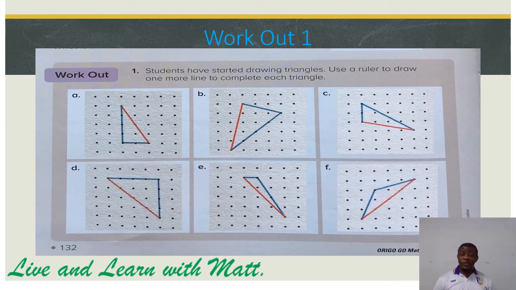So what do you notice in these triangles? They are of different sizes, but the same shape. They have 3 sides, but different sizes. Now let's take a look at workout number 2. You can pause this video to finish your work before we continue.